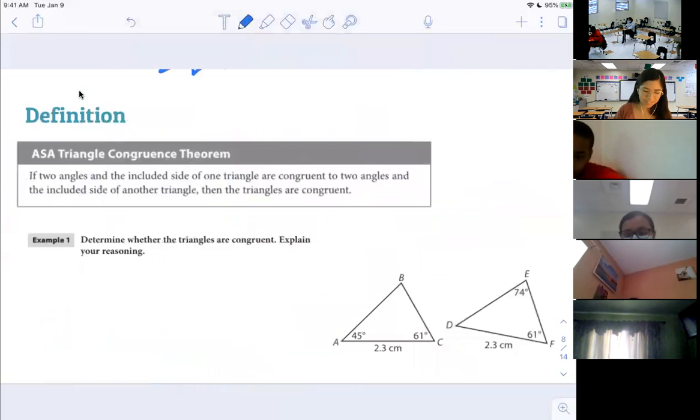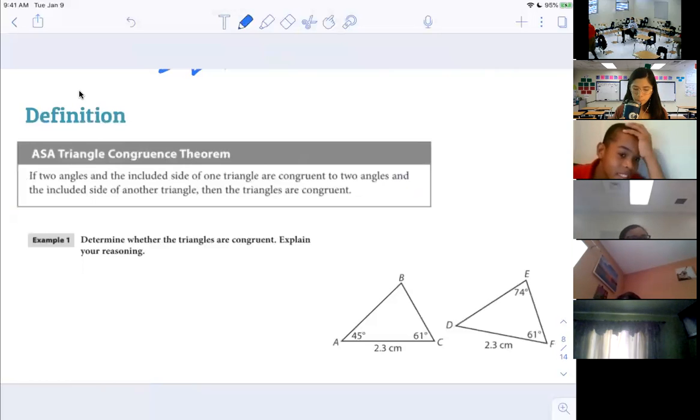Okay. All right. One last definition for today. Can I have a volunteer read the ASA triangle congruence theorem? Me. ASA triangle congruence theorem. If two angles and the included side of one triangle are congruent to two angles and the included side of another triangle, then the triangles are congruent. Thank you.